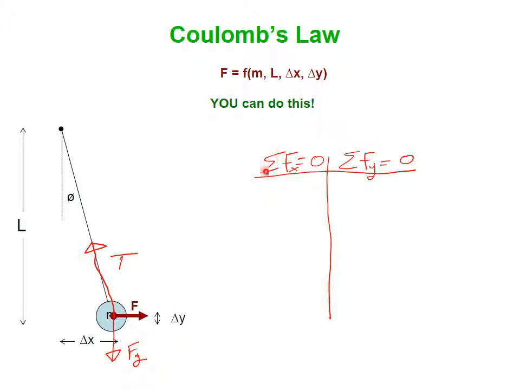So we'd write the sum of the forces in the x direction equal generally to m a_x, but in this case, since it's in equilibrium, the acceleration in the x direction is 0. It is not accelerating in either the x or y direction. So the sum of the forces in the x direction equals 0, and the sum of the forces in the y direction also equals 0.